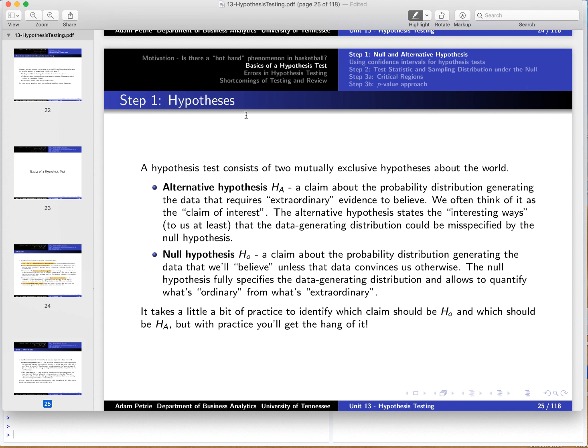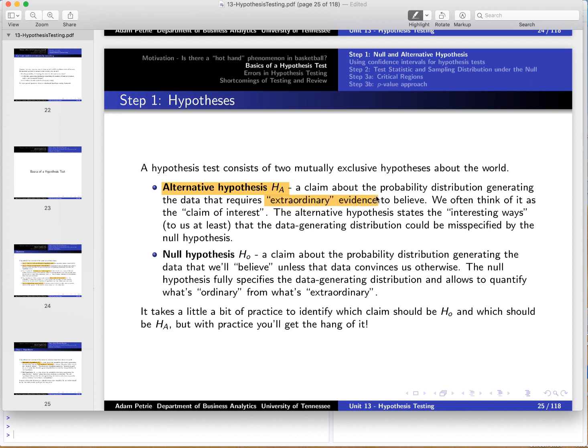So step 1 is just setting up the test itself, coming up with the pair of hypotheses that we'll use for the test. Every hypothesis test has an alternative hypothesis and a null hypothesis here. To set it up, I usually find it easier to think about what the question is that we'd like to answer. Usually the question that we want to answer goes in the alternative hypothesis. This is going to be a claim about the probability generating distribution that requires extraordinary evidence to really believe here.